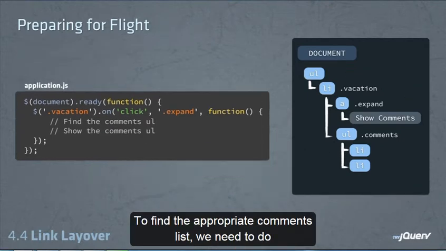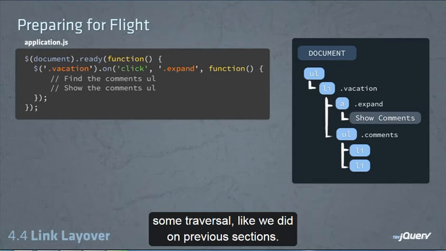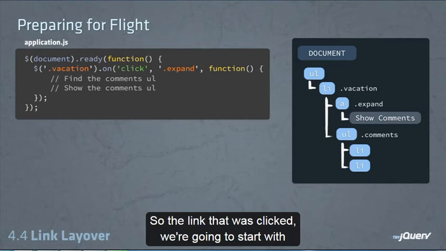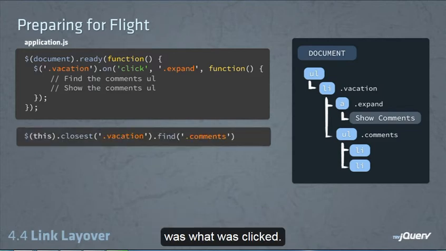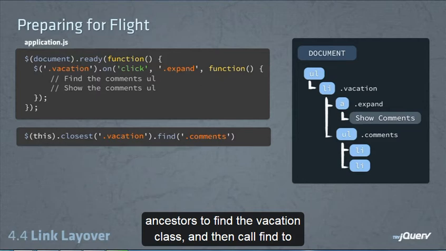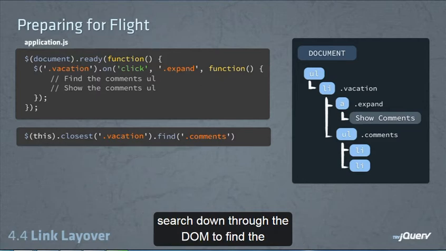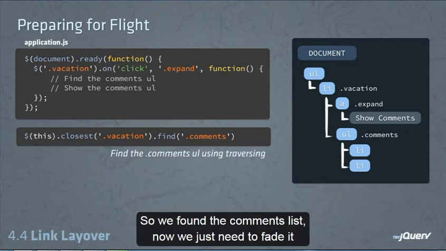To find the appropriate comments list, we need to do some traversal like we did on previous sections. So the link that was clicked, we're going to start with that, or in this case, this, because it was what was clicked, and then call closest to search up through its ancestors to find the vacation class, and then call find to search down through the DOM to find the appropriate comments list.